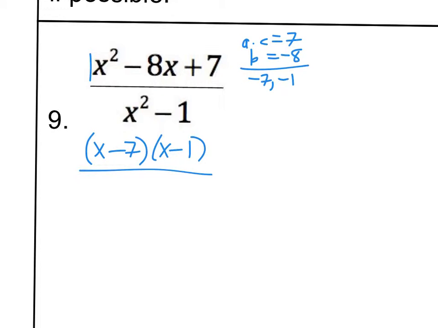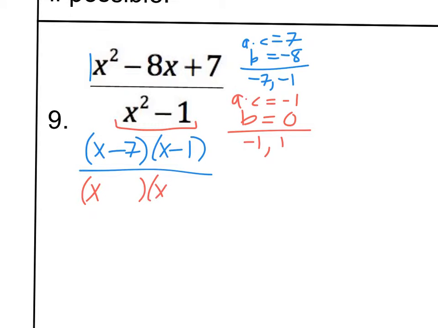On the bottom, we're going to have a times c is going to be -1, b is going to be 0 because there's no x term. Things that multiply to -1 and add up to 0 are going to be -1 and positive 1. You might also notice that this is the difference of two squares, and that's going to be the square root of x squared, which is x, and then the square root of 1 is 1. We're going to do a +1 and a -1. Same two values that we got here.